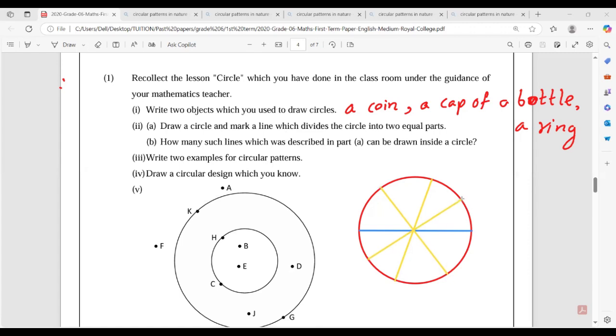Then your answer should be, actually you are not supposed to draw this many lines. You are supposed to answer this question. So you're supposed to draw only one line, right? So that's what I have done here. And then you have to answer how many lines. You can write an infinite number of lines.